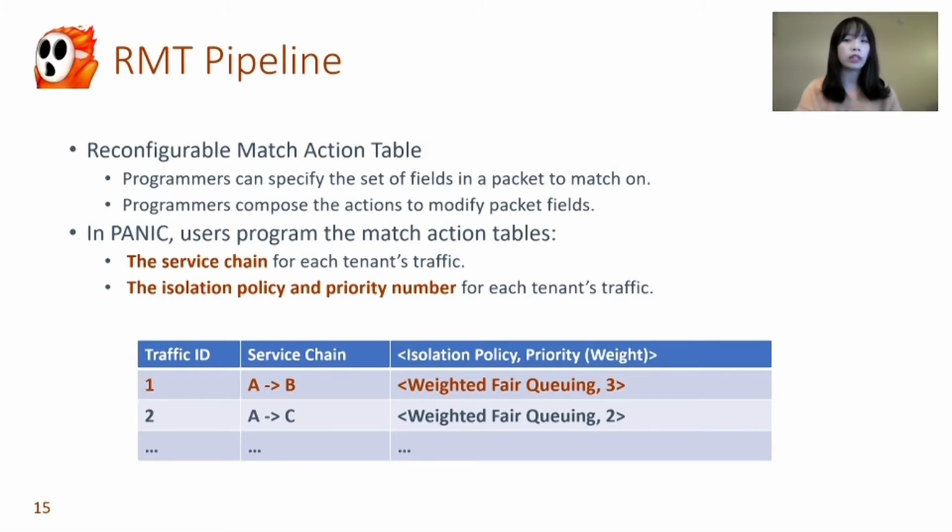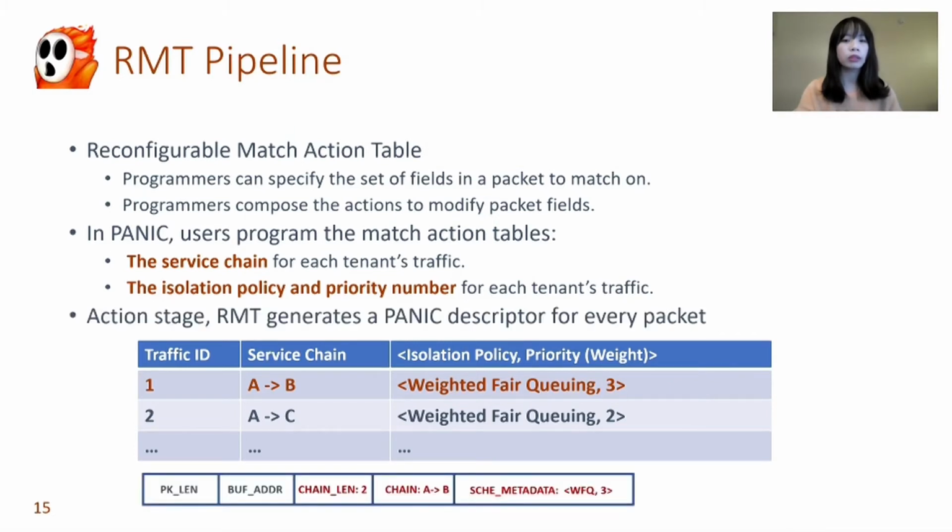The weight for tenant 1 is 3, and in the action stage, the RMT will generate a Panic descriptor according to the action table, and the descriptor contains all the information that is required by the Panic scheduler.